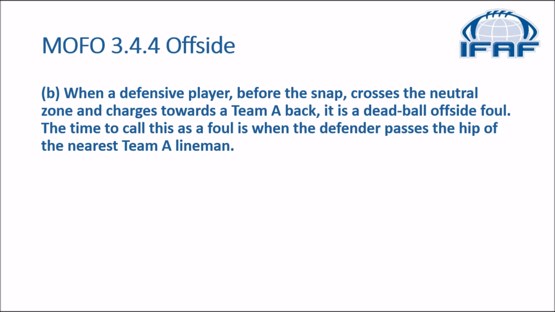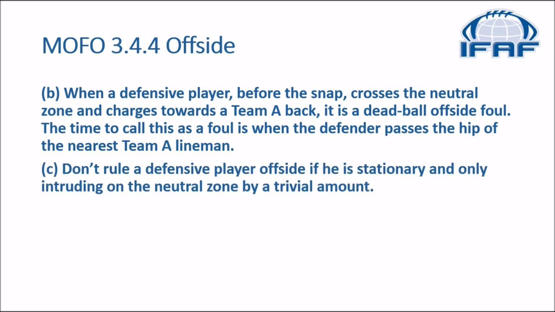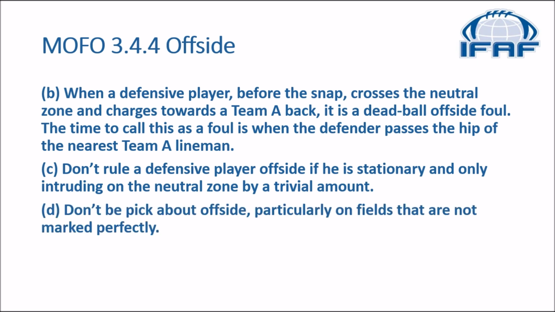B says, when a defensive player before the snap crosses the neutral zone and charges towards a team A back, it is a dead ball offside foul. The time to call this as a foul is when the defender passes the hip of the nearest team A lineman. C goes on to say, don't rule a defensive player offside if he is stationary and only intruding on the neutral zone by a trivial amount.